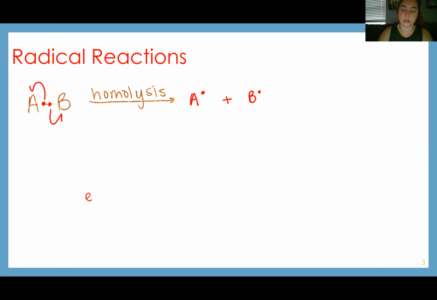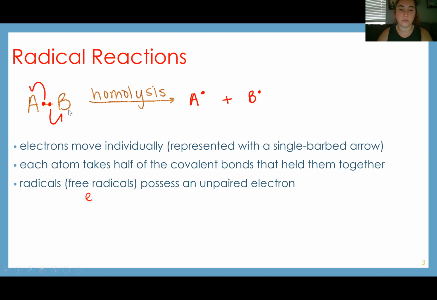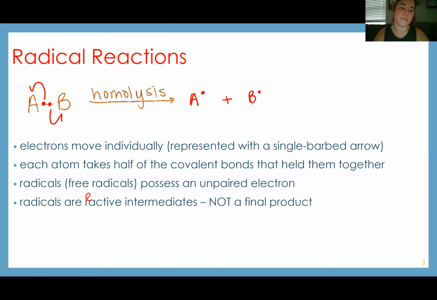Radical reactions work a little differently. This is called homolysis. So one electron from the covalent bond between two atoms goes with one atom, the other electron goes with the other, and we used single barbed arrows to demonstrate that. And your result is that you have an atom that has one unpaired electron and another atom that has one unpaired electron, and this is called a free radical. Radicals, again, are reactive intermediates. They're not the final product of the reaction.